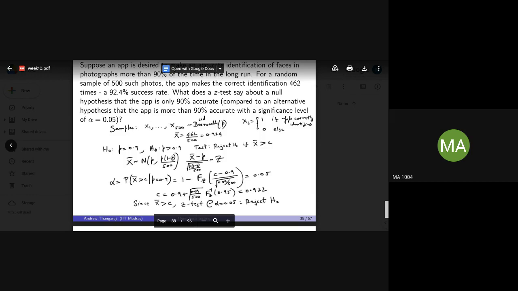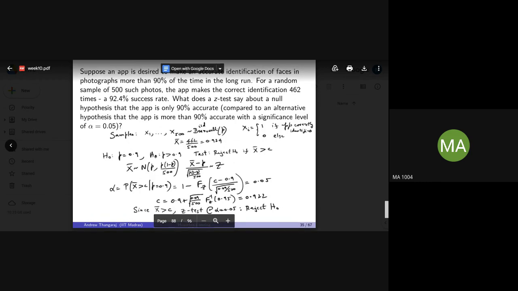What do you mean by what can we say about the null hypothesis? It means, are we going to accept the null hypothesis or reject it? And how are we going to do it? From the test we have defined. The test we had defined was reject H naught if X bar was greater than C. C we already found, but how do you find this X bar?